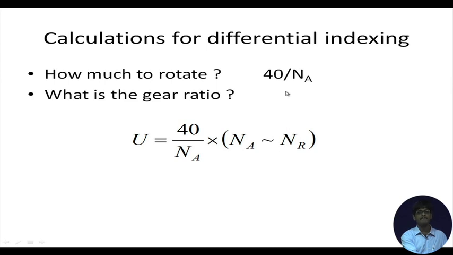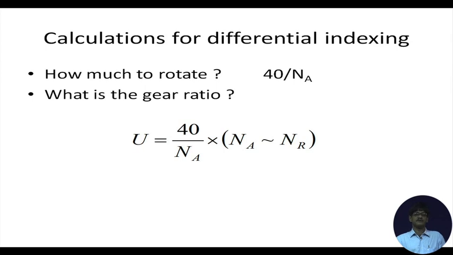Now, the question is, the operator who is carrying out the differential indexing might say, okay, so far so good, you have put a particular gear ratio and we are expecting that cutting will be done quite properly with that, but how much do I rotate the index crank? If 71 teeth are to be cut and 70 whole circle is available, how much is the rotation that I give? The rotation will be 40 by Z, that means 40 by available.